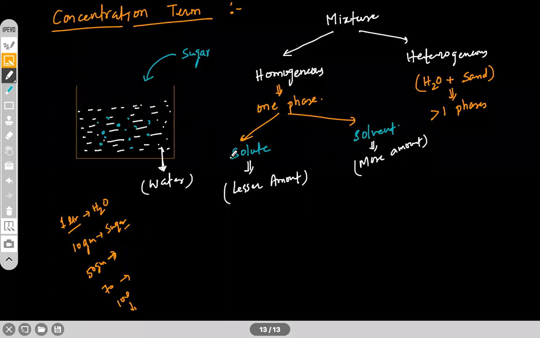Solute can be solid, liquid, or gas. Solvent can also be solid, liquid, and gas. In this way, if you see, there are 9 types of mixture possible. If solute is solid, solvent can be solid, liquid, gas. If solute is liquid, solvent can be solid, liquid, gas. If solute is gas, solvent can be solid, liquid, gas. All 3 combinations are there, 9 combinations are possible, hence 9 types of mixture possible. Is it clear?